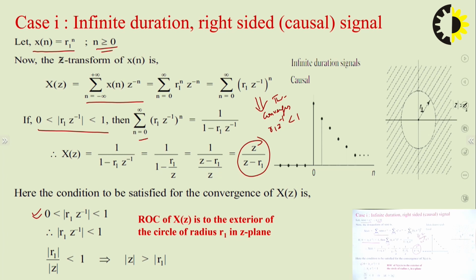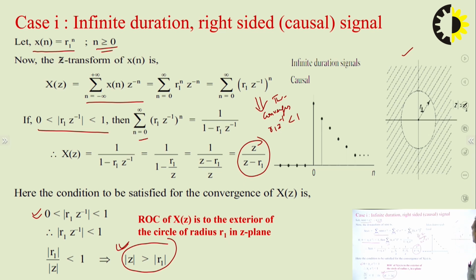From here, |R1 z^(-1)| should be less than 1, and from here we can see the condition for ROC in this case will be |z| greater than |R1|. So this is the condition. So you can say ROC of X(z) is the exterior of the circle of radius R1 in Z plane. We have drawn ROC here. Here there is a circle of radius R1 and this is the ROC. So for right-sided infinite duration signal, you can see the ROC is outward to the circle of radius R1.